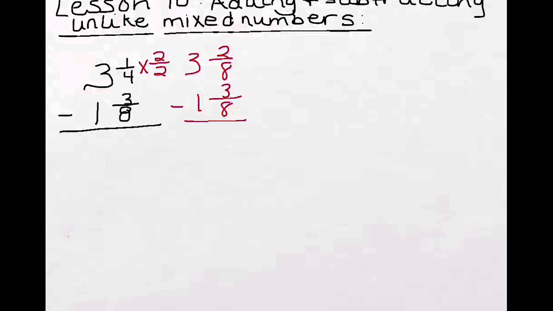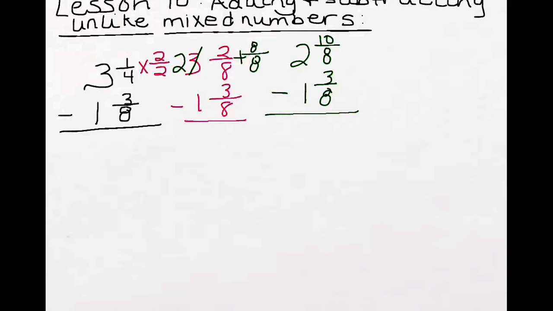So we have to head to the next step of this fraction and borrow 1 whole. In this case, 1 whole, the 3 becomes a 2, and 1 whole is 8/8. And so we add that 1 whole to that fraction, and it then becomes 2 10/8 minus 1 3/8. Now we can finish our problem.